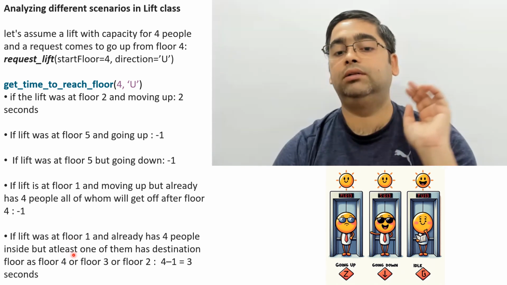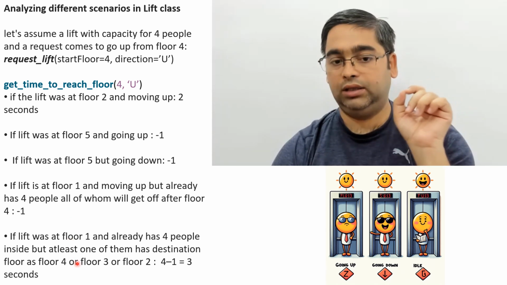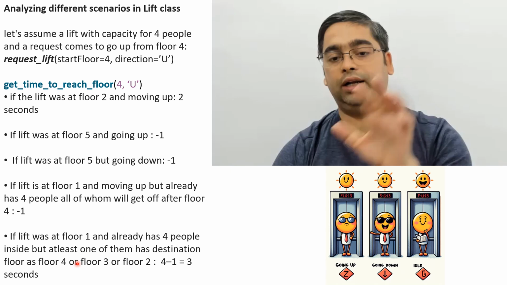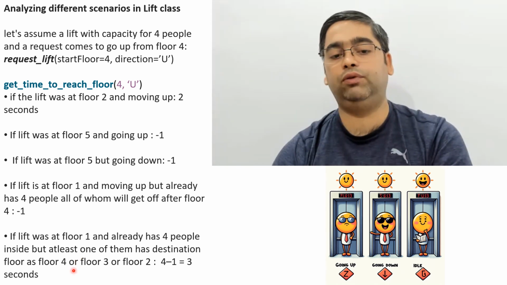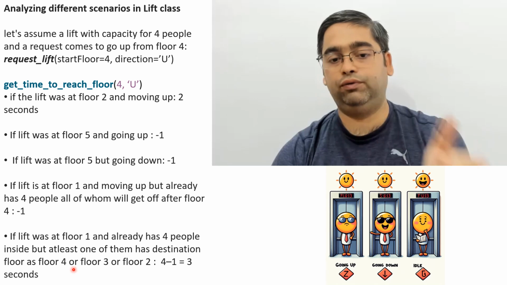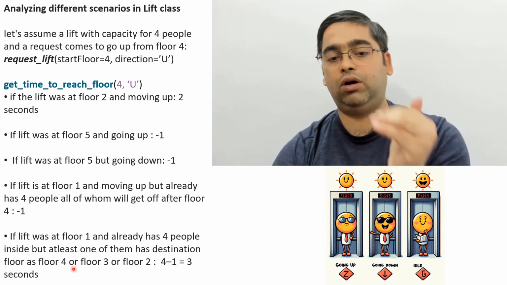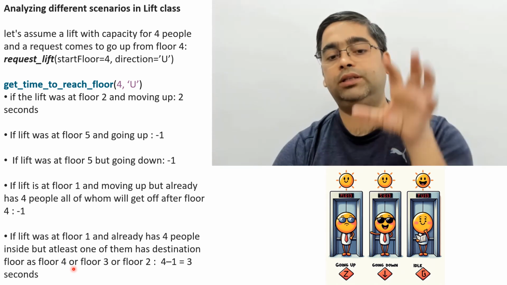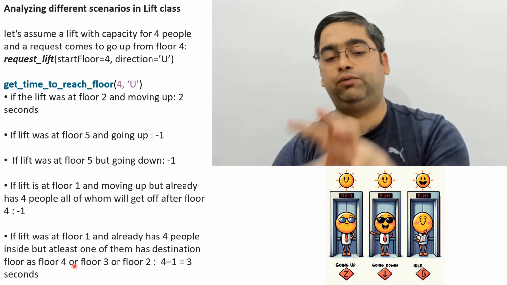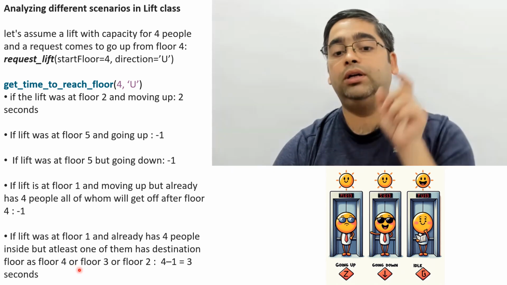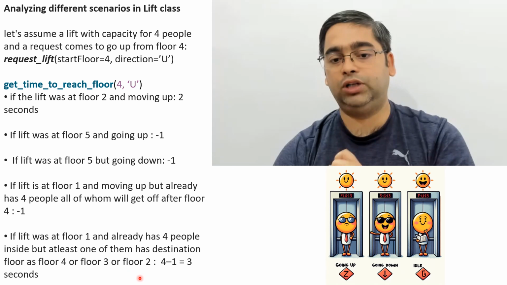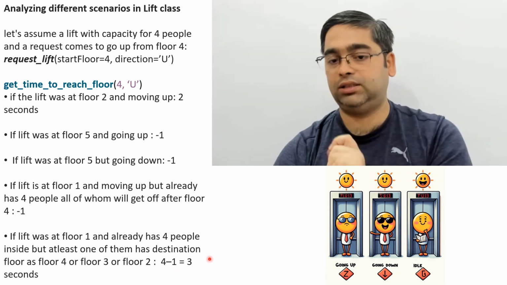Another case, same thing. There is a lift on floor 1. It has 4 people inside, but at least one of them has a destination floor of either floor 4, 3, or 2, that is below or equal to floor 4. That means by the time the lift reaches floor 4, there will be space for at least one more person. So yes, this lift will return a positive time, that is 4 minus 1, that is 3 seconds.